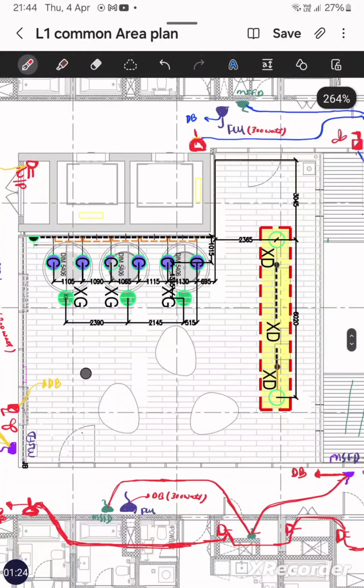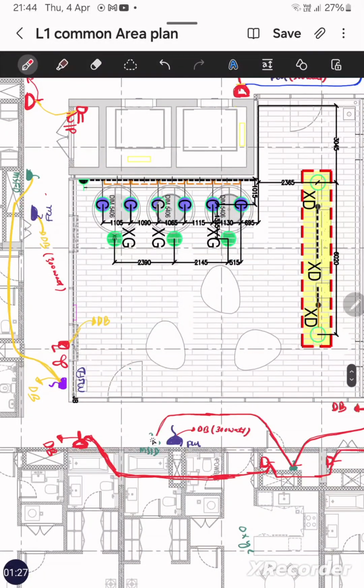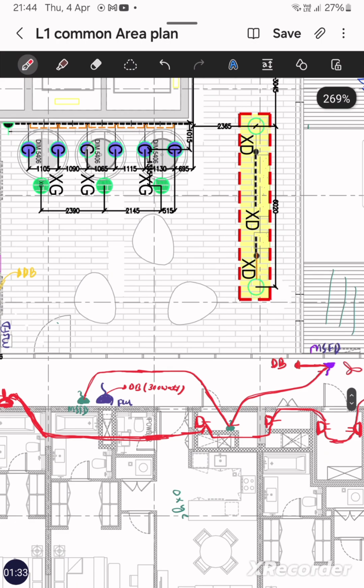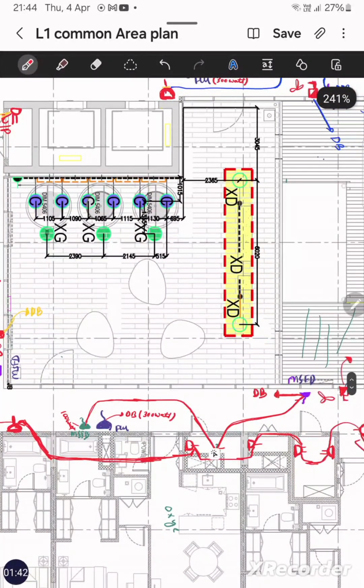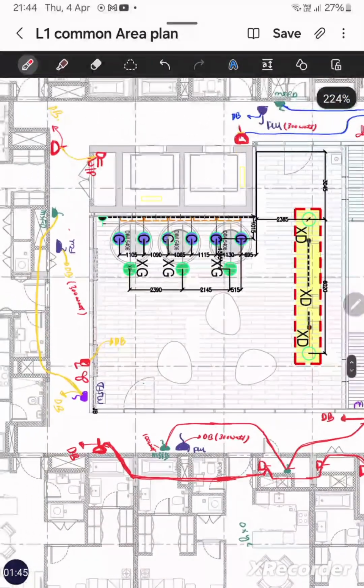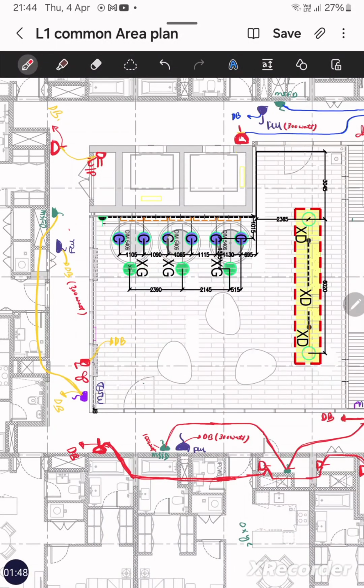Okay. Now, as per the DEWA regulation, the load assumed on one MSFD will be minimum 100 watt. So the load on each MSFD will be 100 watt. Okay. For all MSFDs, the load assumed is 100 watt.